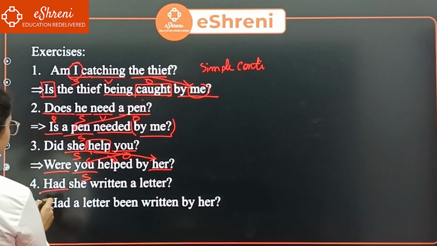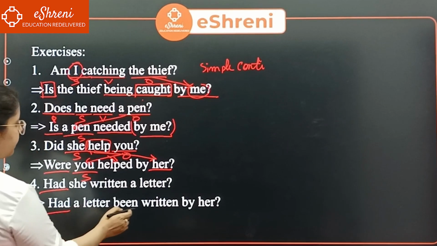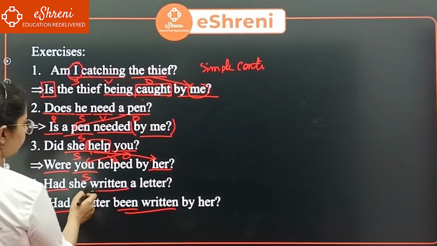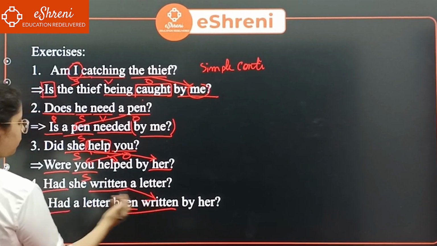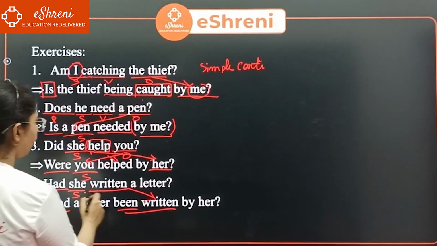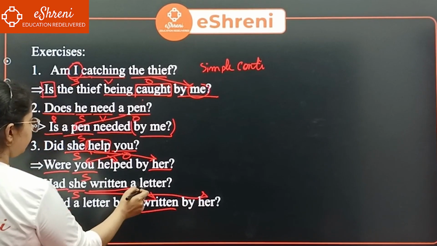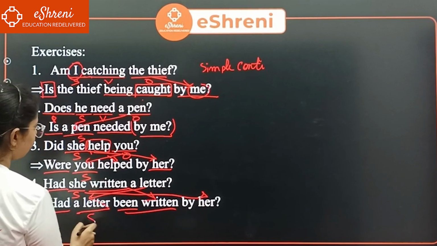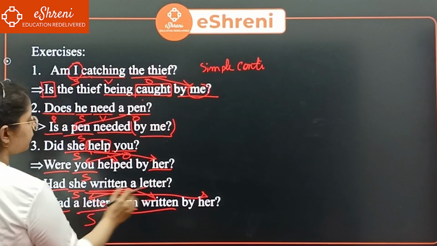So here first "had" comes, had been written. Here the past participle form is written. So written comes. Next, she, the subject, will become object, her, and letter will become subject. It will come at the beginning. Had a letter been written by her.